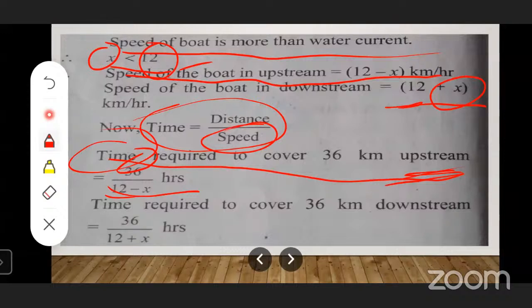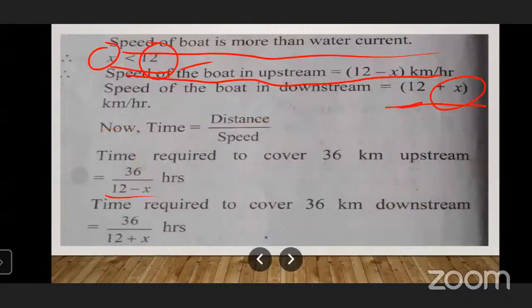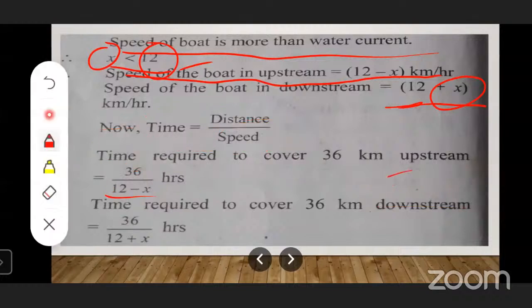Right? Now let us find the time required to cover the distance. 36 kilometer is constant, but now we are finding it for the downstream. Downstream, again, we are using which formula? Time is equal to distance upon speed. Distance remains the same, that is 36, but the speed is 12 plus x. So this is how you will get the time in upstream and downstream.